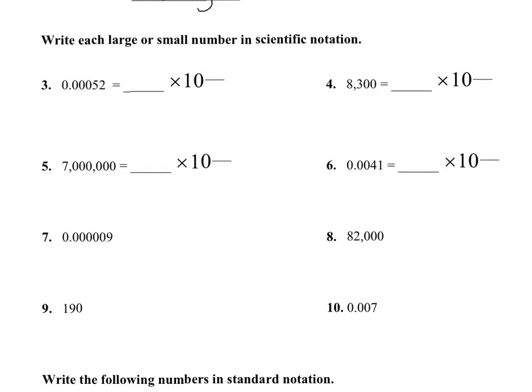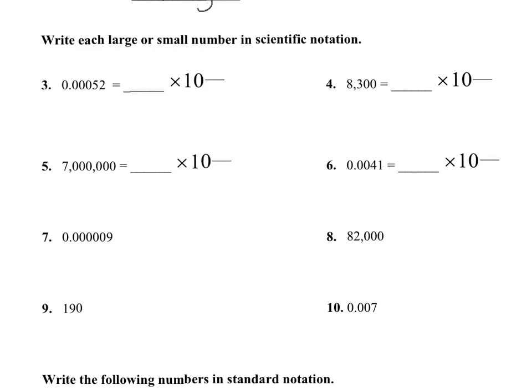Okay, your instructions for numbers 3 through 10 are to write each large or small number in scientific notation. The one thing that I forgot to mention is when you start off with a really, really small number, such as number 3, or number 6, or number 7, or number 10, your exponent is always going to be negative when you rewrite it in scientific notation. When you begin with large numbers, such as on number 4, 5, 8, and 9, so when you start off with really big numbers, your exponent is going to be a positive number.